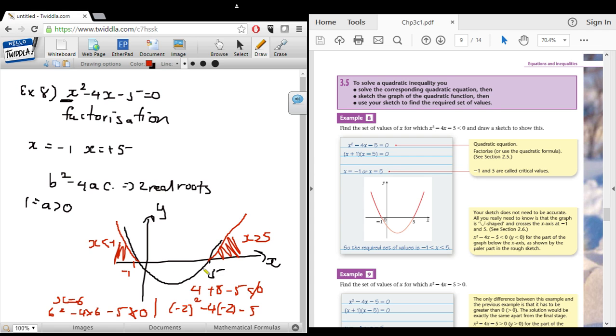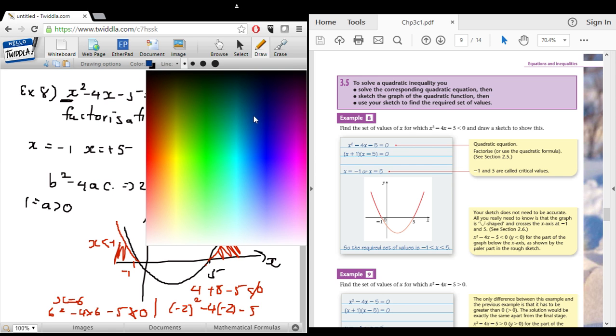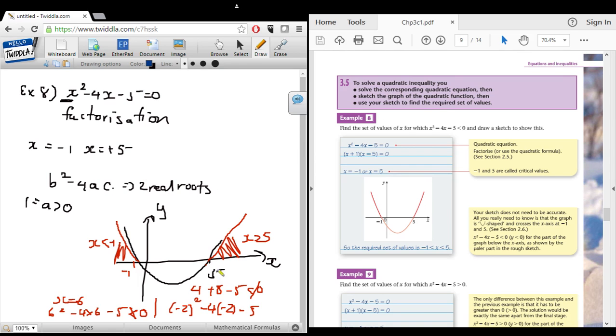So what we appreciate then is that we have this line here. Let me use a different color. Use blue. All the points of x on this line here should overlap.